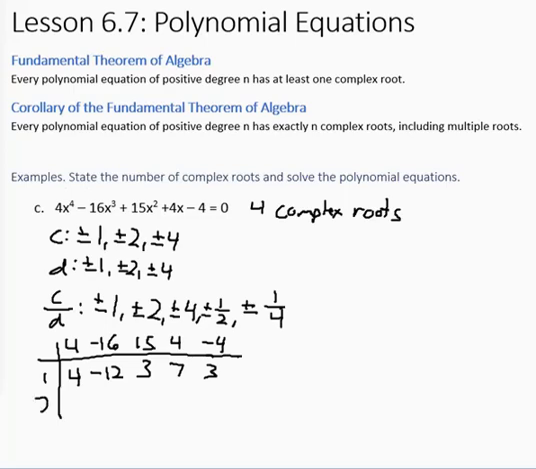Let's try 2. Bring down the 4. That's 8. 8 and negative 16 is negative 8. 2 times negative 8 is negative 16 plus 15 is negative 1. 2 times negative 1 is negative 2, plus 4 is 2, and 2 times 2 minus 4 is 0. So this works. So x minus 2 is one of our factors.